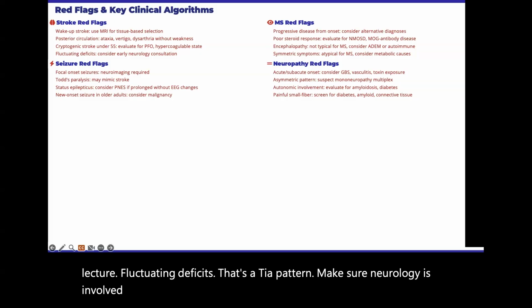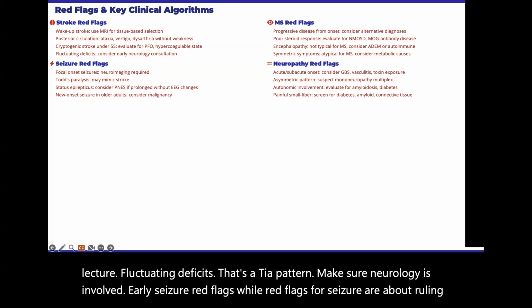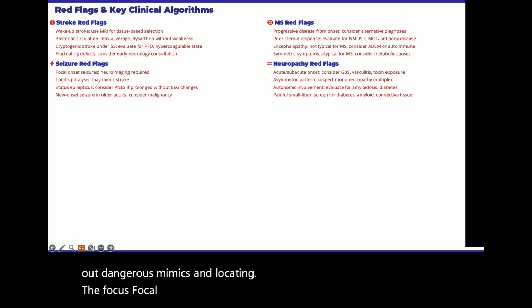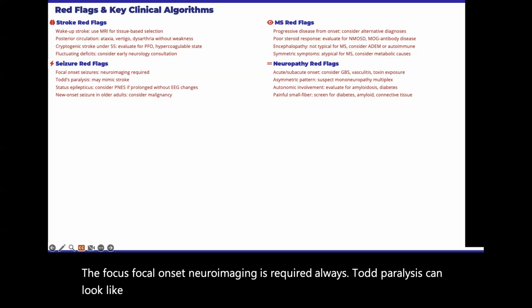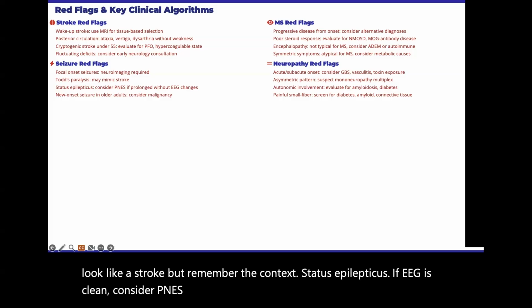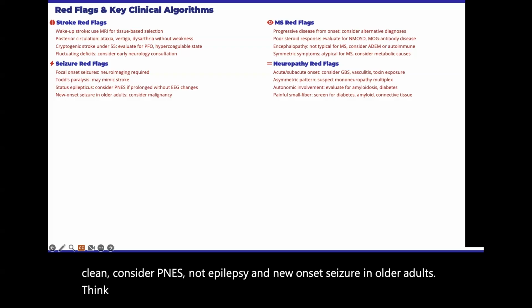Seizure red flags. Well, red flags for seizure are about ruling out dangerous mimics and locating the focus. Focal onset, neuroimaging is required always. Todd's paralysis can look like a stroke, but remember the context. Status epilepticus. If EEG is clean, consider PNES, not epilepsy. And new onset seizure in older adults, think malignancy until proven otherwise.